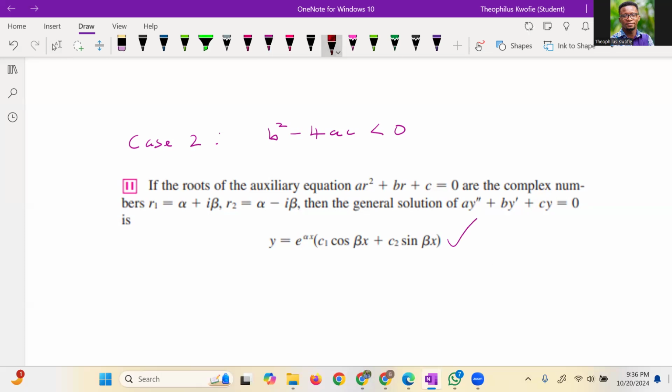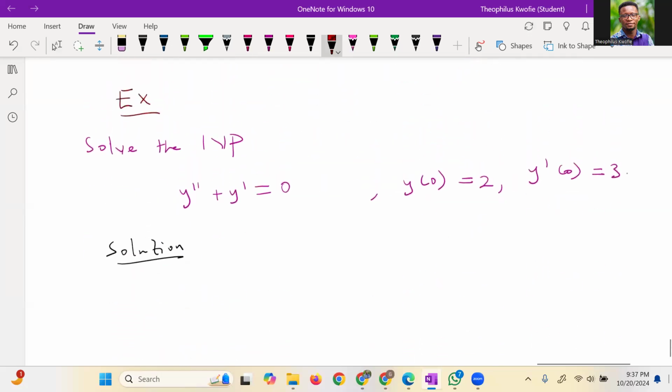Now, this is a very important theorem to bear in mind. We'll be using that a lot in solving problems. So I would want you to embrace it and see how best we can use that to solve problems. So let's move on. Let's get the first problem of the day. Given this IVP, which is an initial value problem, how do we solve it?